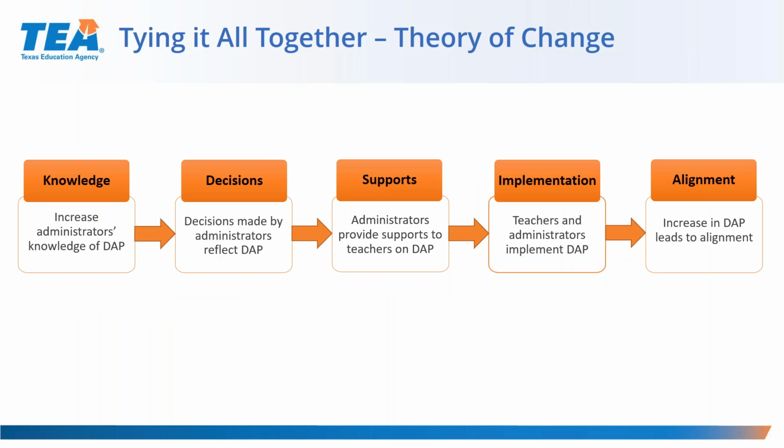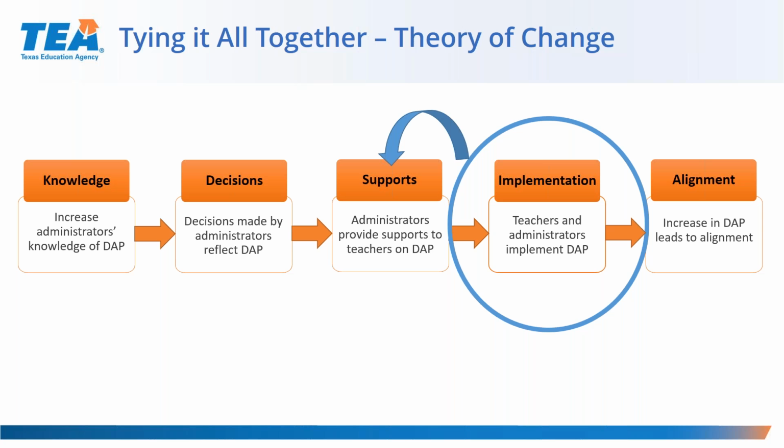So today we talked about how we can align pre-K and kindergarten by utilizing assessment. We talked about three different strategies that we can use. And now we're going to tie it all back together using our theory of change. So today we really focus on the implementation part of our theory of change. So implementing those developmentally appropriate practices when it comes to assessment.